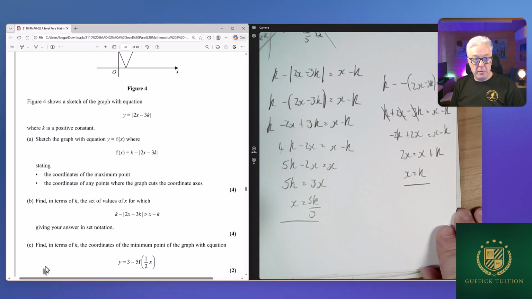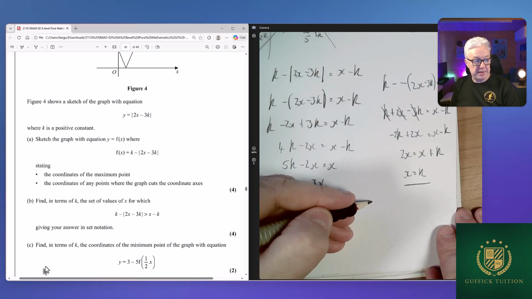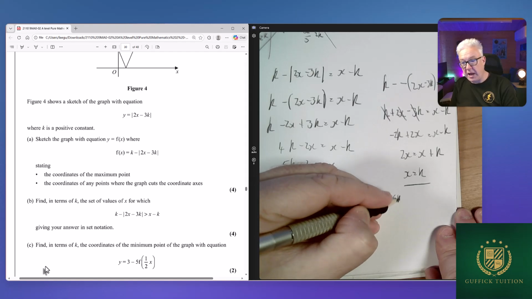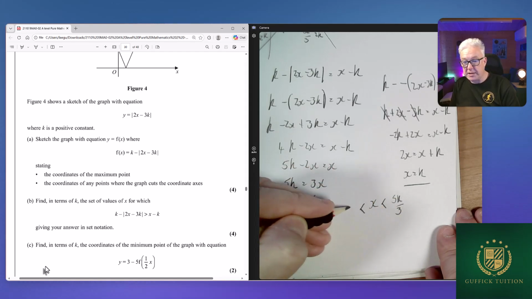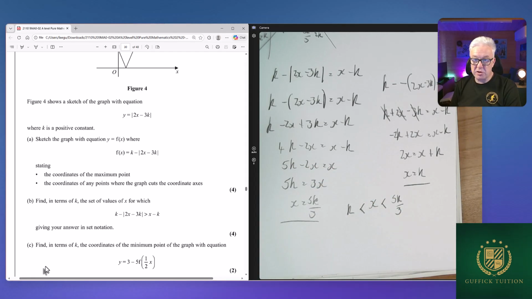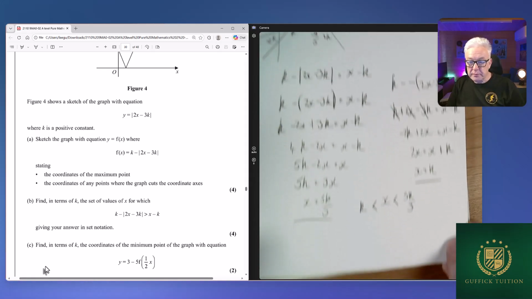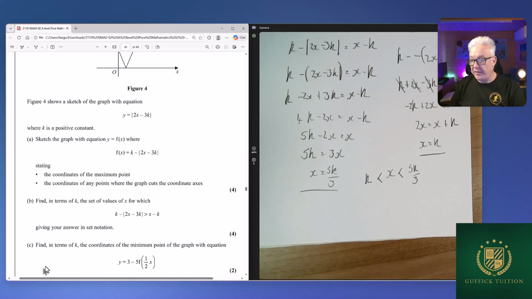Now, we're asked for the range of values. So what we're basically saying is that x is less than 5k over 3, but greater than k. That's the range of values for which this modulus function here, f of x, is above the line x minus k. So that's our range of values. However, that is not sufficient, because this question, and this is very, very common by the way, is asking us to give this in set notation.